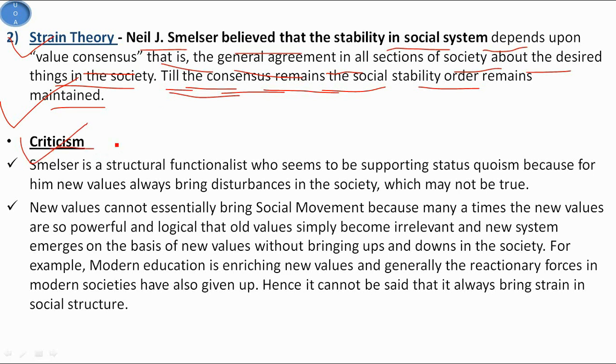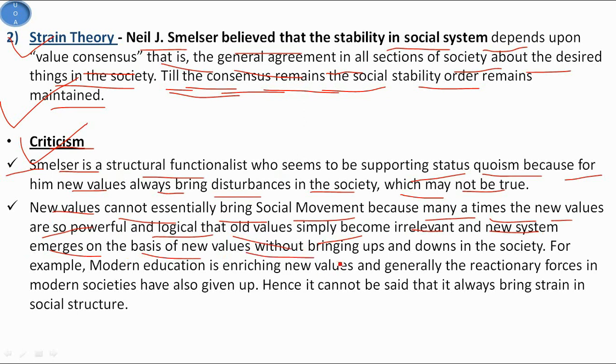Now we consider the criticism of strain theory. Smelser is a structural functionalist who seems to be supporting status quoism, because for him new values always bring disturbances in the society, which may not be true. And new values cannot essentially bring social movement, because many times the new values are so powerful and logical that old values simply become irrelevant, and a new system emerges on the basis of new values without ups and downs in the society.